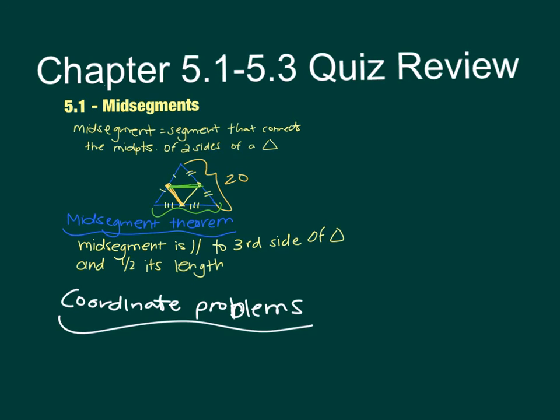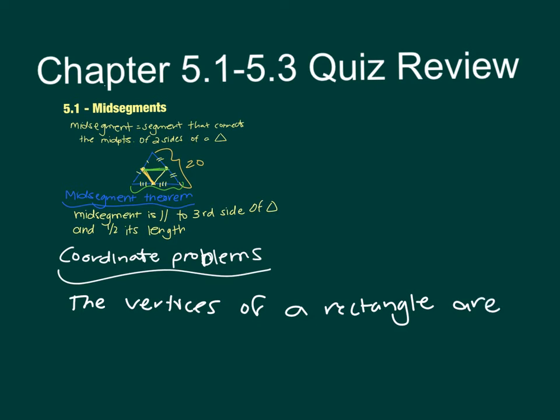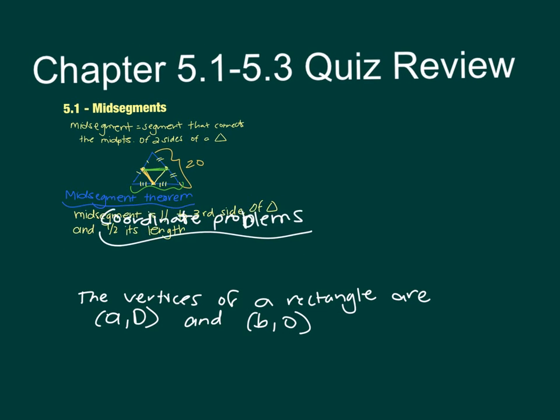Okay, then you had coordinate problems. So it would say something like the vertices of a rectangle, let's say, are (A, 0) and (0, B), find the other 2. So it could say something like that, where you're actually putting this on a coordinate grid.